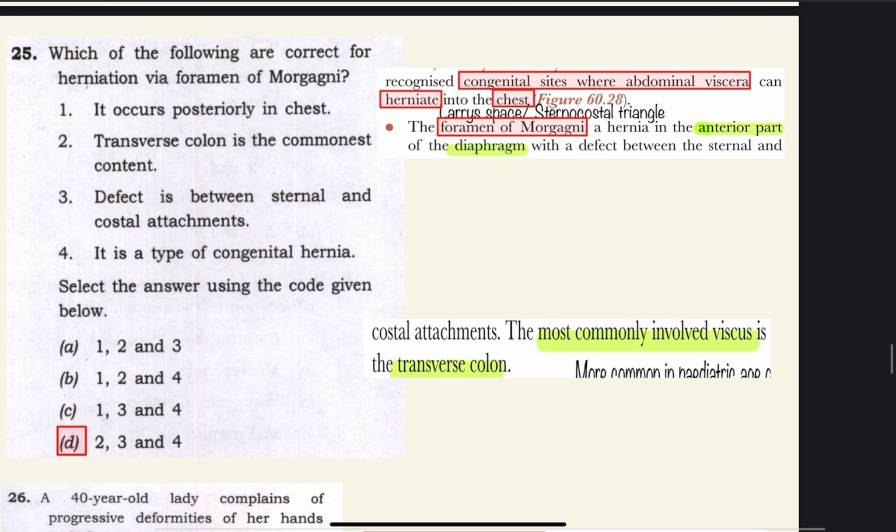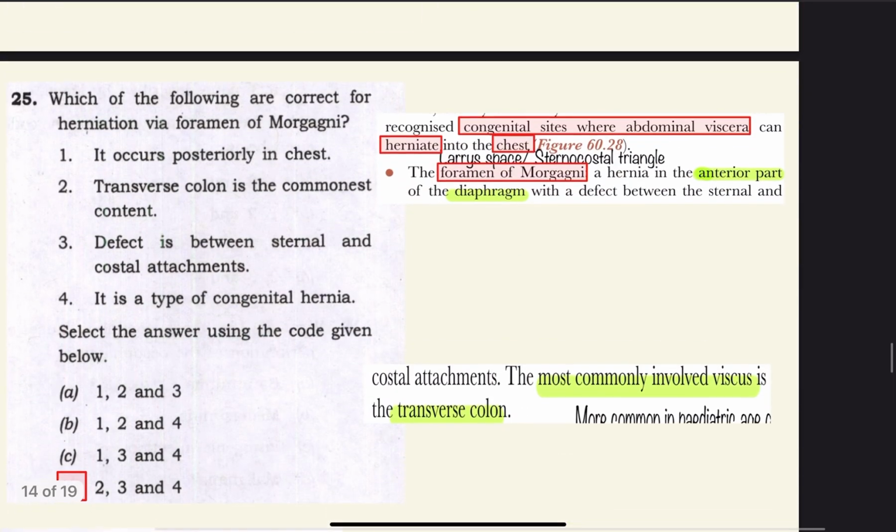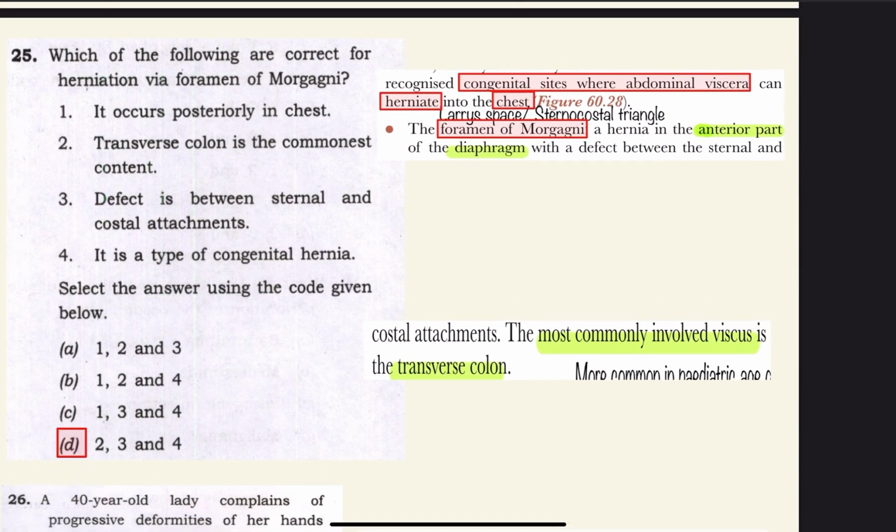Next is: which of the following is correct regarding herniation via foramen of Morgagni? It occurs posteriorly in the chest. Look at what is given in the belly: foramen of Morgagni is in the anterior part of the diaphragm, so it is not posterior, it is anterior. Transverse colon is the commonest content. Yes, the most commonly involved viscera is the transverse colon, so this is correct.